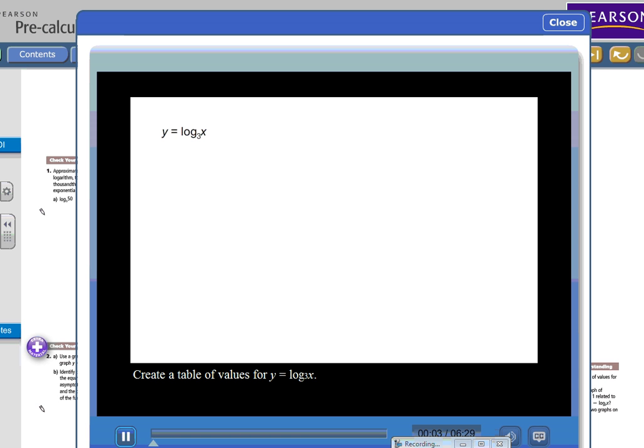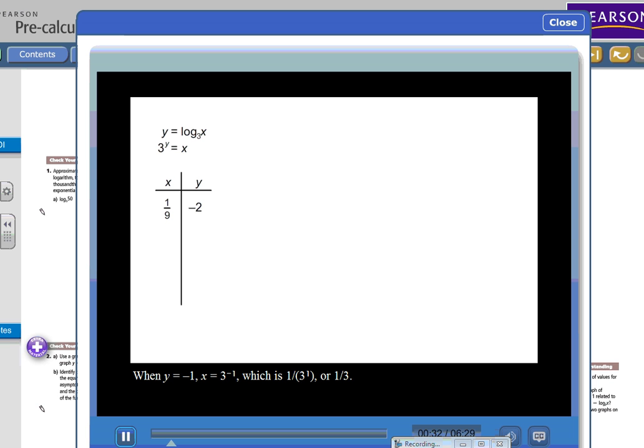Part A. Create a table of values for y equals log base 3 of x. I'm going to start by writing the logarithmic function as an exponential function. Y equals log base 3 of x can be written as 3 to the power of y equals x. When y equals negative 2, x equals 3 to the power of negative 2, which is 1 over 3 to the power of 2, or 1/9.